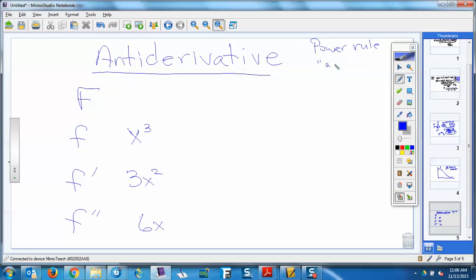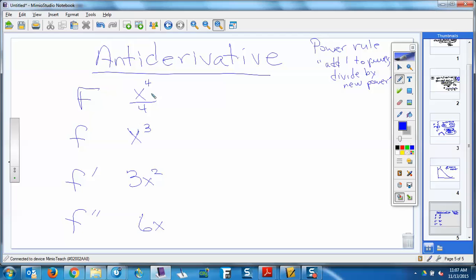It would be add 1 to the power and divide by the new power. And that would pretty much get it. So we would go x to the 4th and then divide by 4. Now I would agree with you, I'd rather you write down 1/4 x to the 4th. Okay. But then we're missing one other thing.